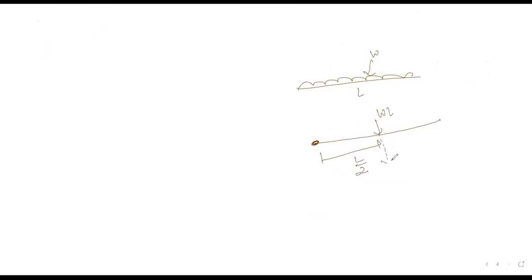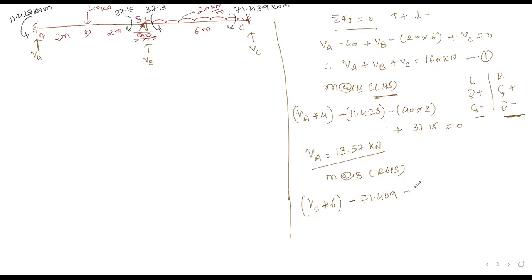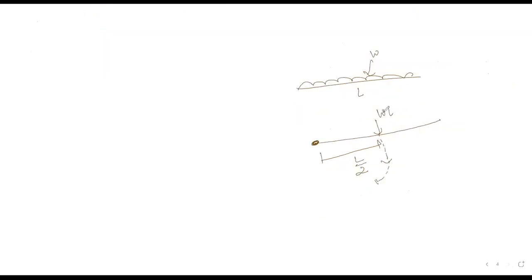Extend the arrow in the downward direction and rotate that arrow about that point; we will get a clockwise direction. That's the reason the moment will be negative. First of all, convert the UDL into a point load, that is nothing but 20 into 6. This load will act between B and C, that is 3 meters from point B.